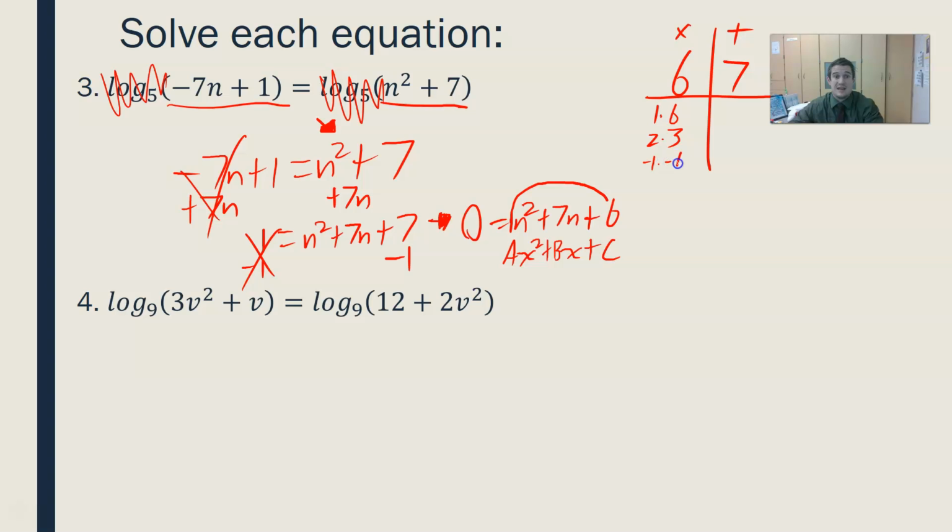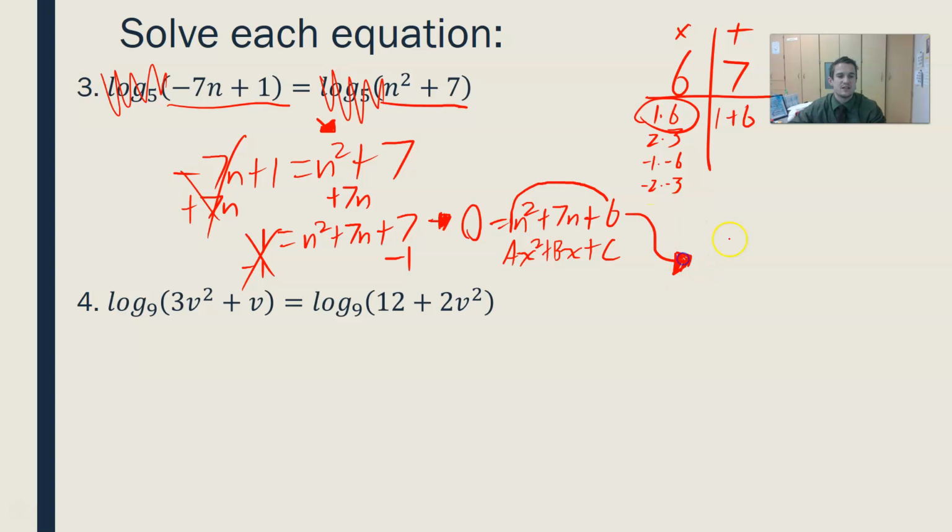Negative 1 times negative 6 is positive 6. Negative 2 times negative 3 is positive 6. Now, which of those add up to 7? Boom. Whoops. 1 times 6 is 6. 1 plus 6 is 7. So let me come down here.